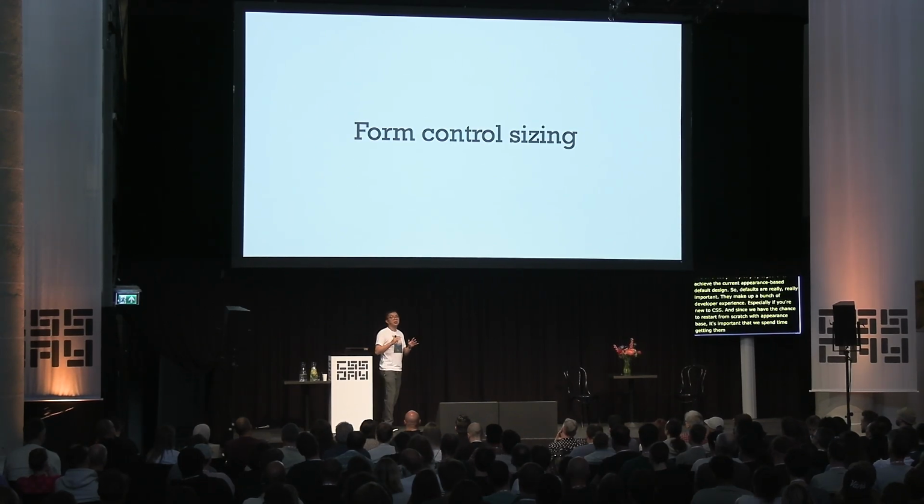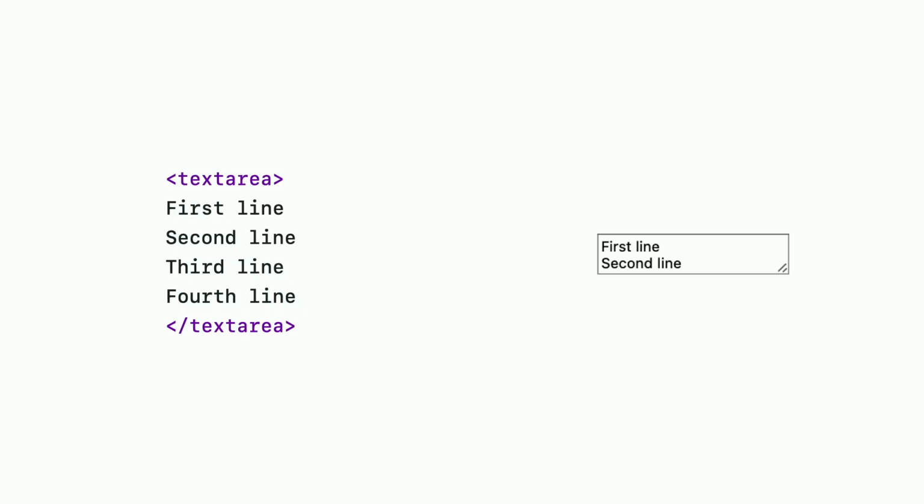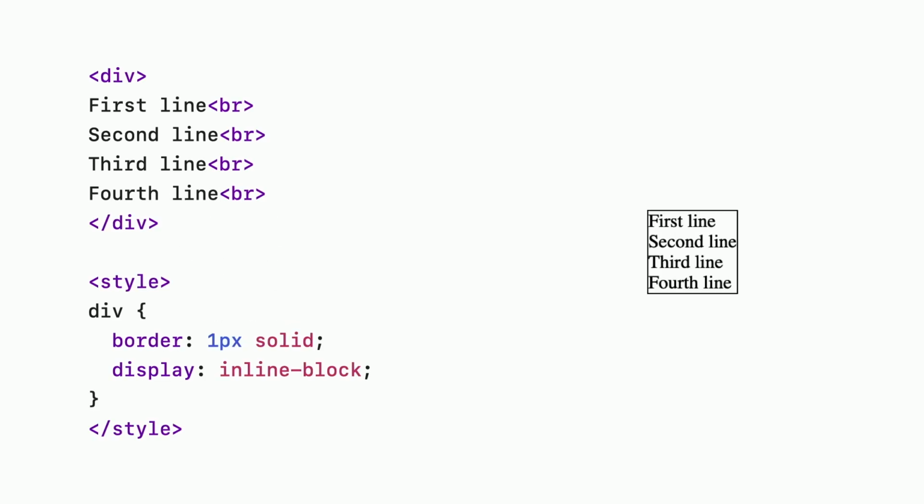So now I want to look at something else that's magical that browsers have started addressing, which is form control sizing. So here we have a text area with 4 lines of text, but only 2 lines of our text area are shown when we display it. And here I have a div with 4 lines, and I put display block, so it's a bit more similar to form controls. And I've also added a border so you can see the sizing of the div. And you can see that the div sizes to the contents of the text. You can see the full 4 lines.